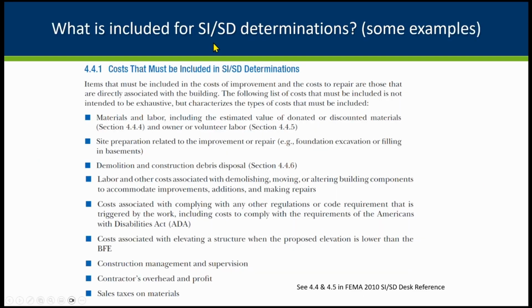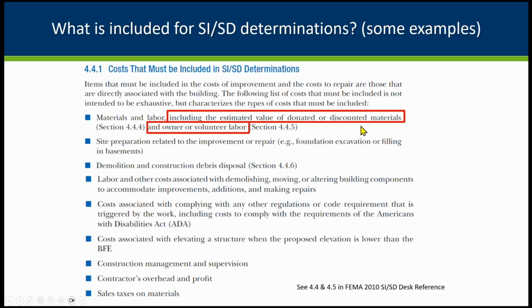In the FEMA substantial improvement, substantial damage desk reference, they have some nice information on what things must be included. One of the things we point out is that you've got to look at the actual value of anything that was donated or discounted, and the value of that labor. Someone can't just say, well, I'm fixing it all myself with volunteered labor, or I got a case of beer and some friends helping me. No, that's not what is allowed in coming up with the cost to do those repairs.